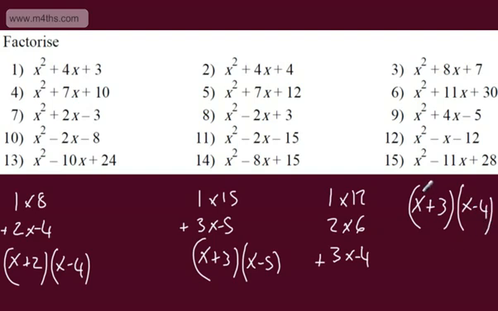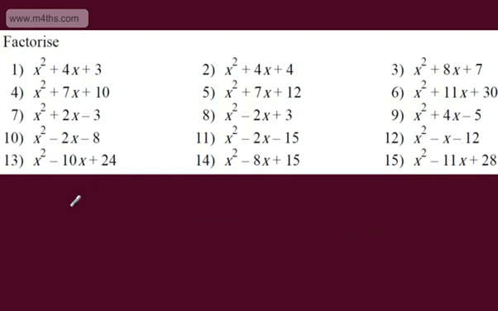If you're unsure, just expand it. x times x, x times minus 4 is minus 4x, plus 3x, minus 12. So there we go. Just be careful on those ones. It often happens with the 6 as well. x squared minus x minus 6 is going to give us now plus 2 and minus 3.